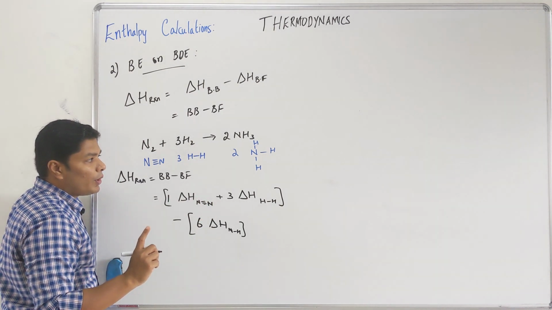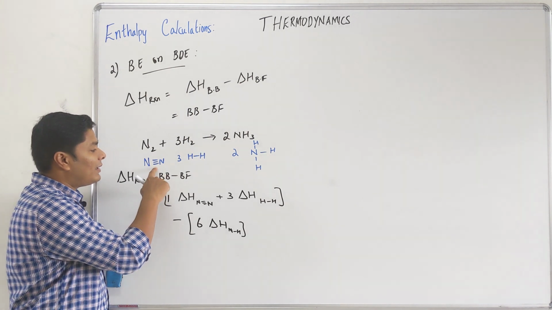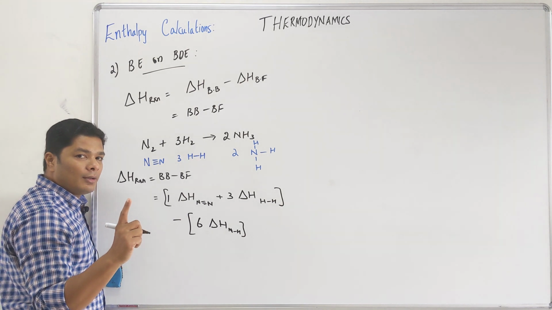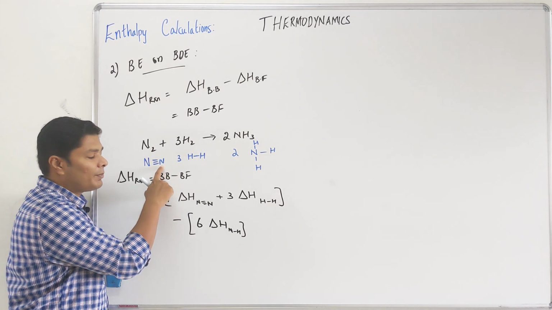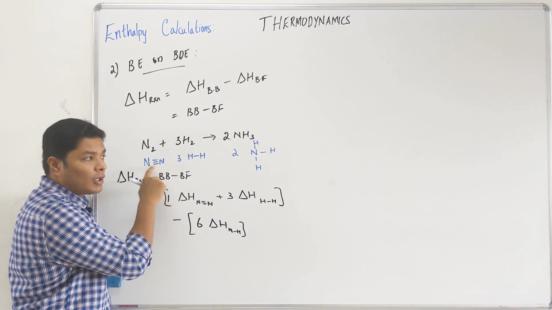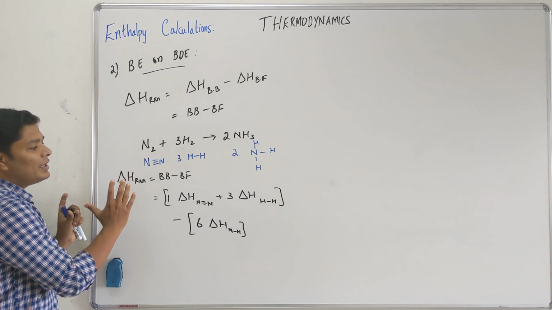A couple of things that you want to know: they will give you data in the question that is not necessary. They can give you N single bond N. One N single bond N value is given, 3 times that is not equal to N triple bond N. You have to find the value that is N triple bond N and accordingly do it. Otherwise, there is nothing much to it. This is a basic one.